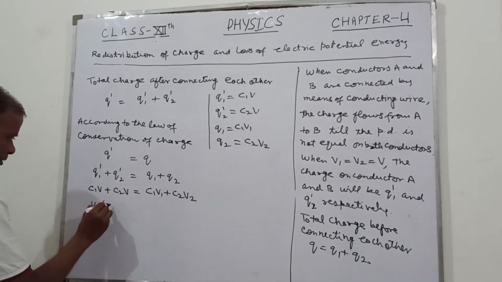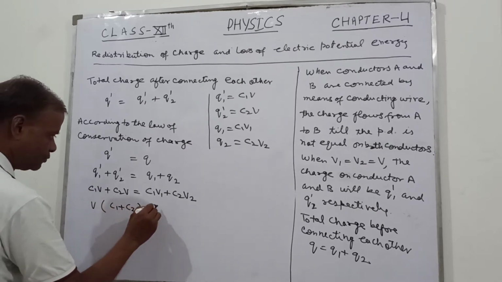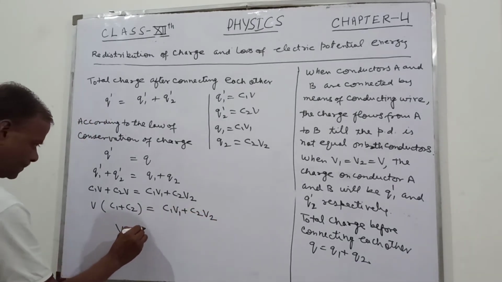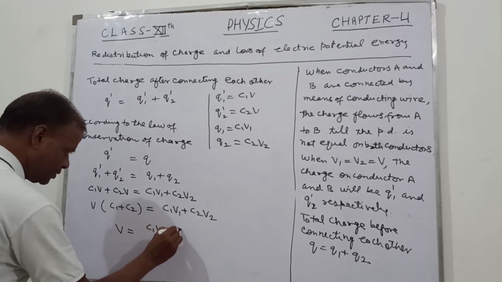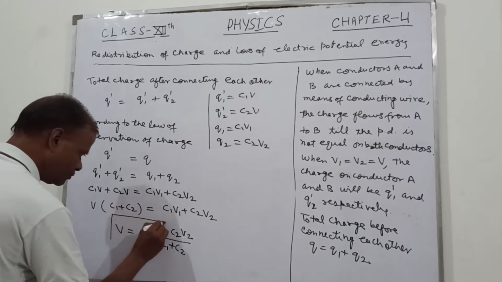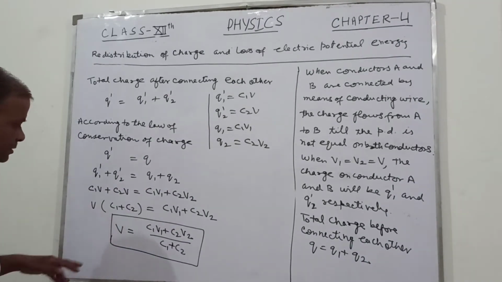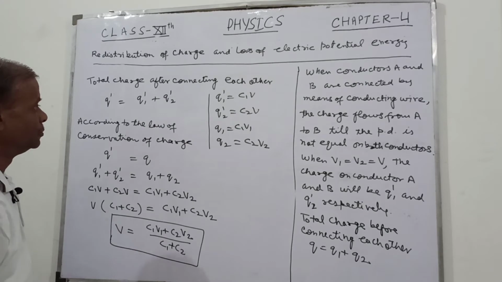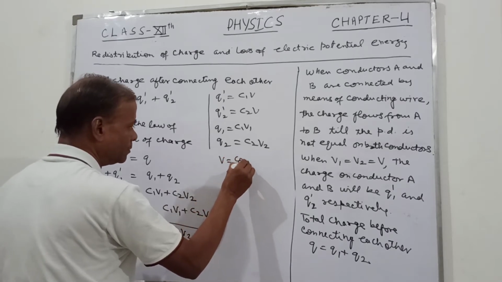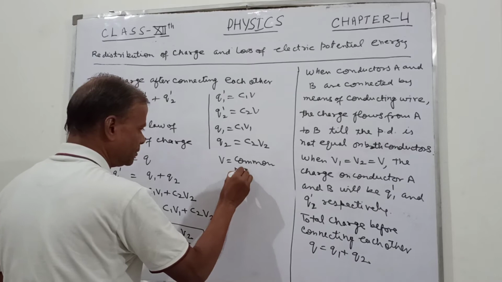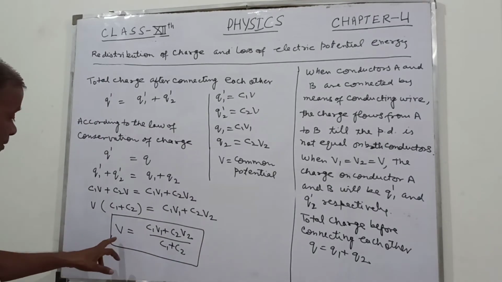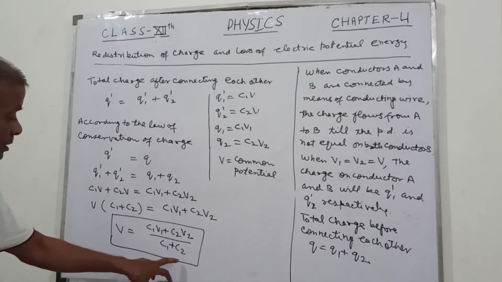Or we take V common, then this is equal to V into C1 plus C2 equal to C1V1 plus C2V2. Or V is equal to C1V1 plus C2V2 upon C1 plus C2. This is the common potential. We call V the common potential. So we can have the formula: total charge upon total capacitance.